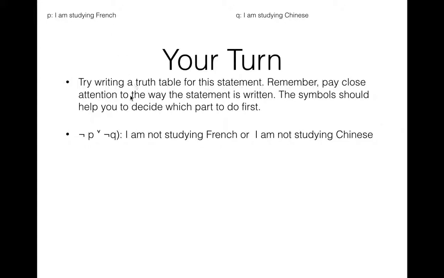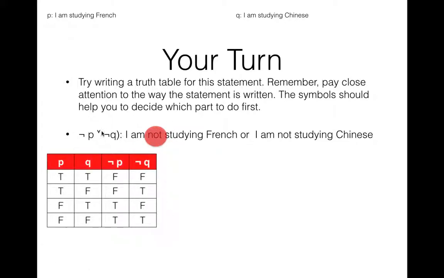Okay, so ignoring this bracket, because it shouldn't be there, we should be starting off with the negation. So, I am not studying French or I am not studying Chinese. So we start off with our negation. I'm going to bring up our negation truth table. Here it is. Anytime P is true, not P must be false, and anytime Q is true, not Q must be false, and vice versa. Now, that's the negation, so I've negated both P and Q.